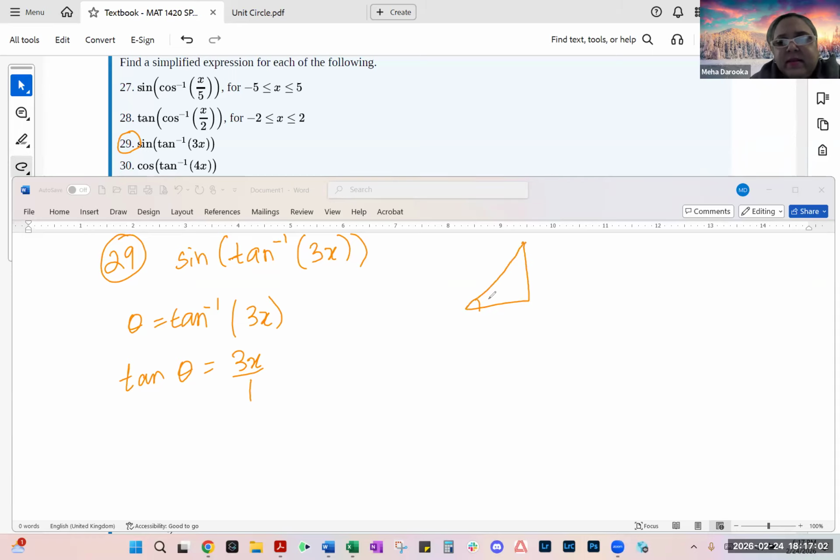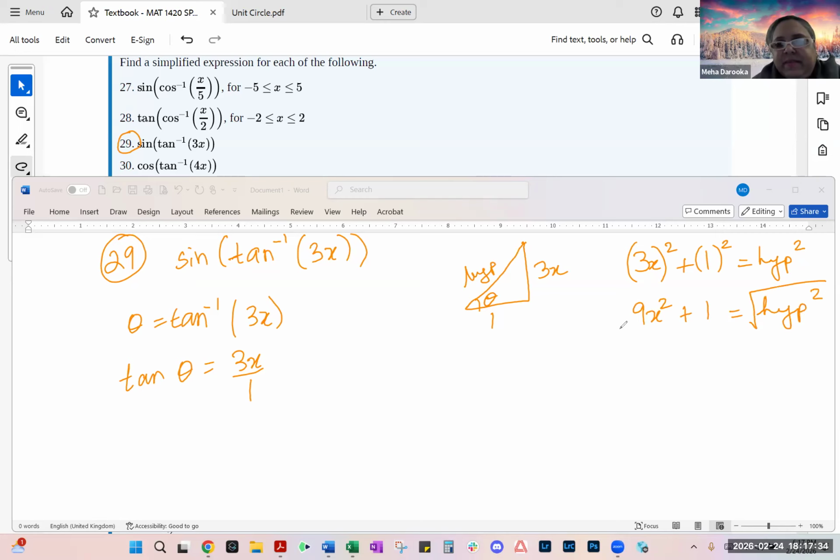triangle again. So 3x will be the opposite side, 1 will be the adjacent side, and we're finding the hypotenuse again, which in this case will turn out to be what? 3x quantity squared plus 1 squared will give us the hypotenuse squared, which will of course give us 3 times 3 is 9, right? X times x is x squared plus 1.